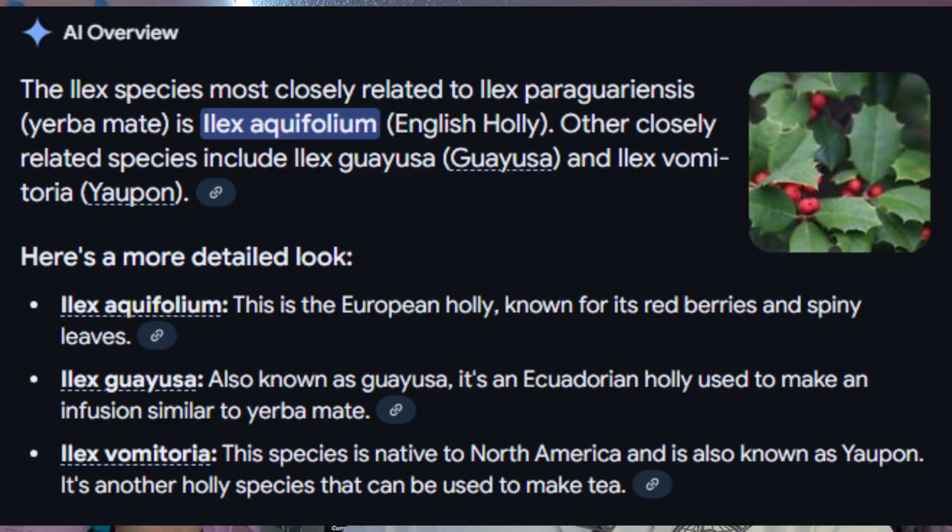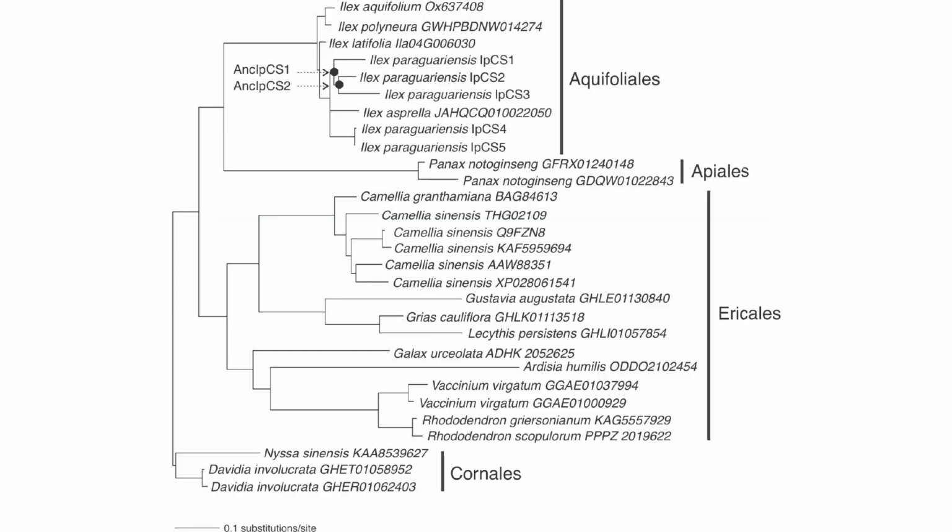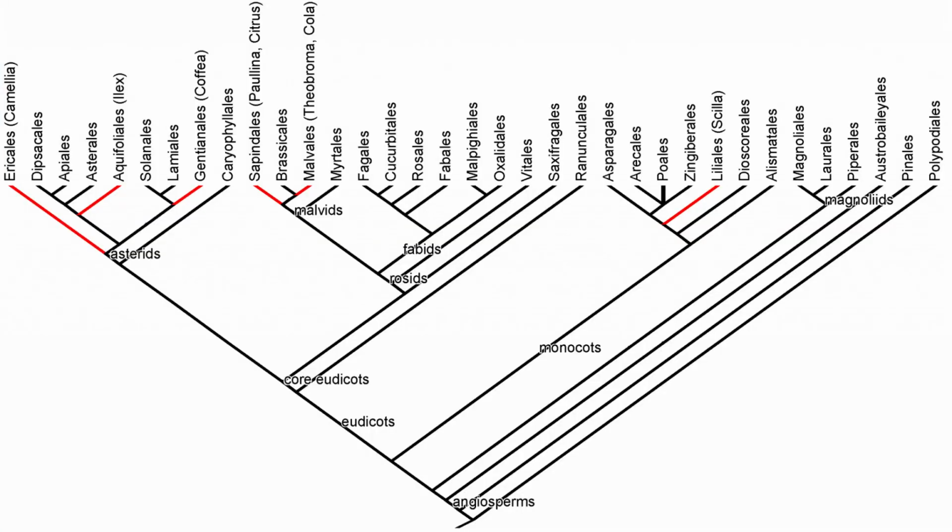Right. So if you're gonna Google it, it's gonna say that it's most related to the Yaupon and Guayusa hollies. But according to this phylogenetic tree I have, it's most related to Ilex aquifolium, Ilex polyneura, Ilex latifolia, and Ilex asperella. I also have this phylogenetic tree. This one shows ancestors and where the genus split between all these 6 caffeinated plants or 6 caffeinated species we have now.